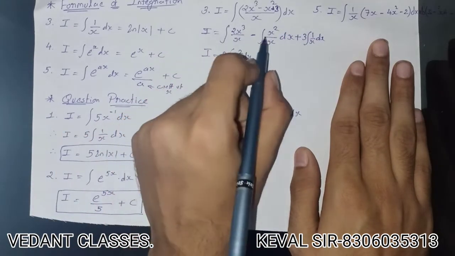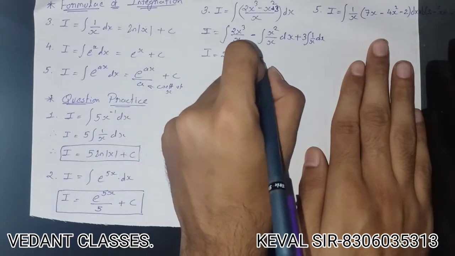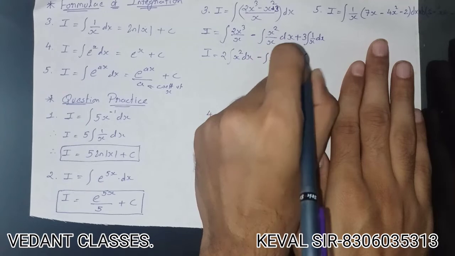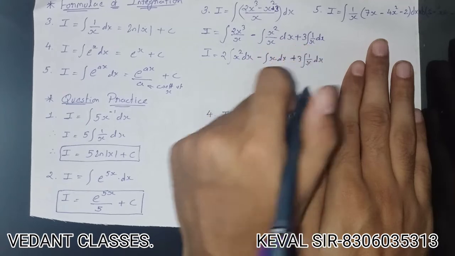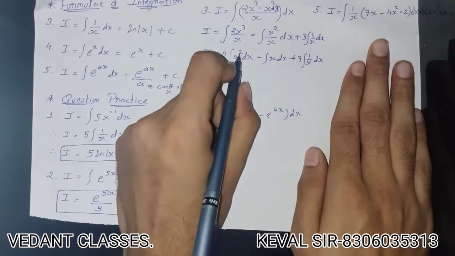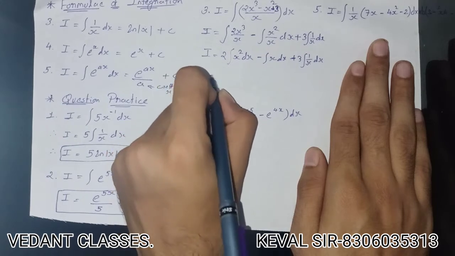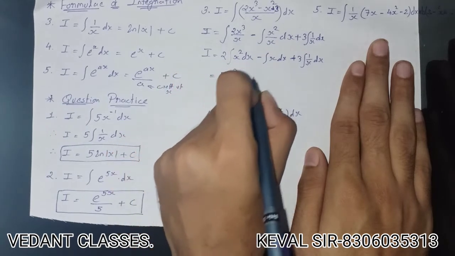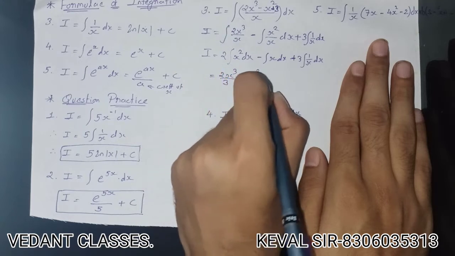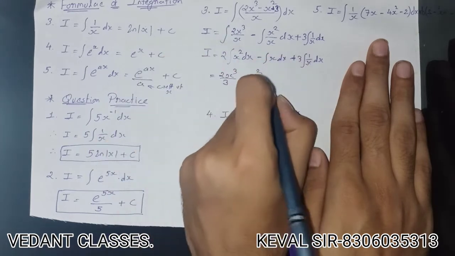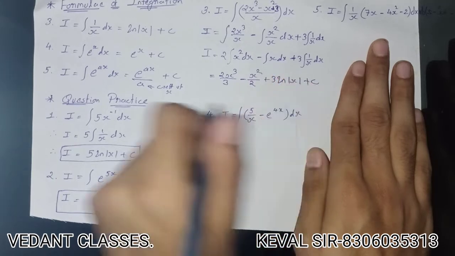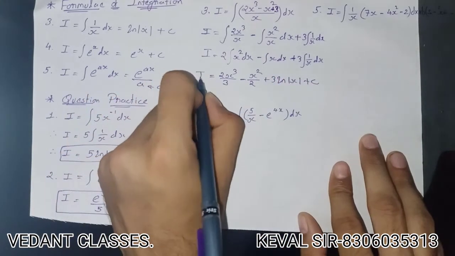Now let's see, this will be integration of only x dx, and this will be plus 3 integration of 1 by x dx. Now this will become x cube by 3. You just need to add one power. This will be x cube by 3, this will be x square by 2, and this will be plus 3 ln mod x plus c. Okay, so this will be your answer.